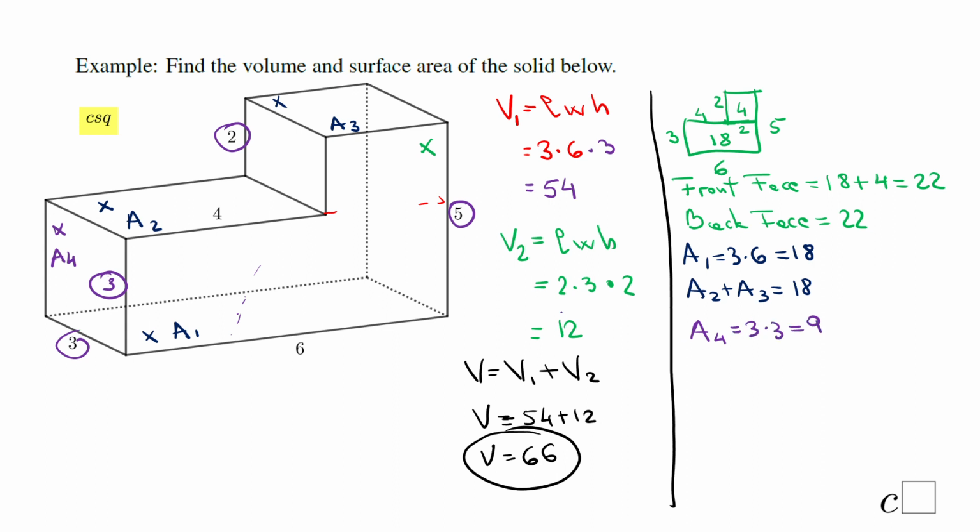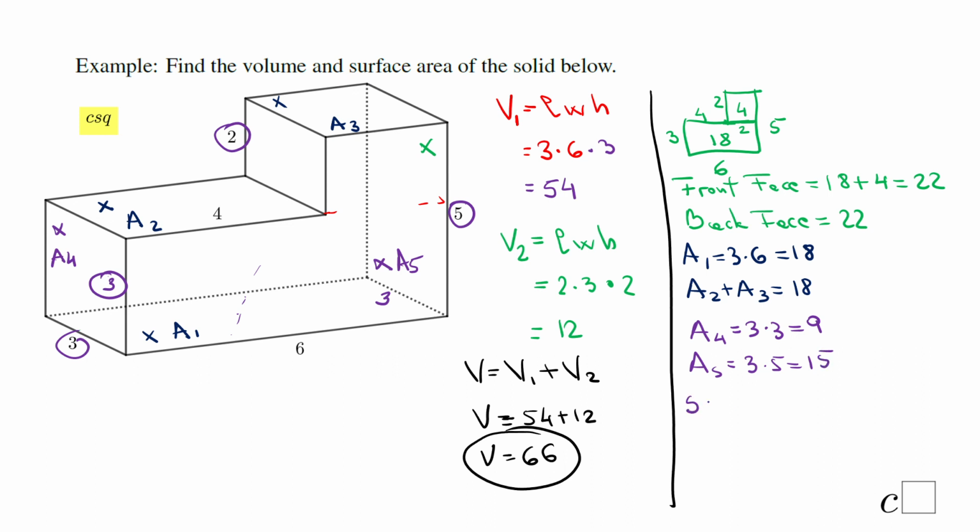We have one more, the one on the right, this one, which is this 3, right? Because it's the same as the other 3 on the left, and the height is 5. I'll call this one A5. A sub 5 is going to be 3 times 5, and that will be 15.